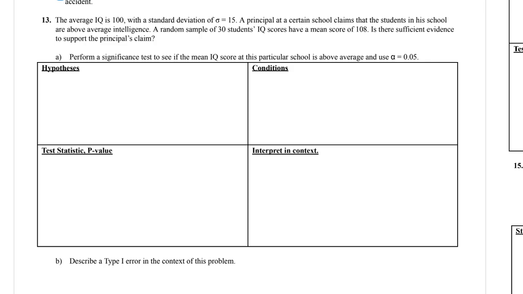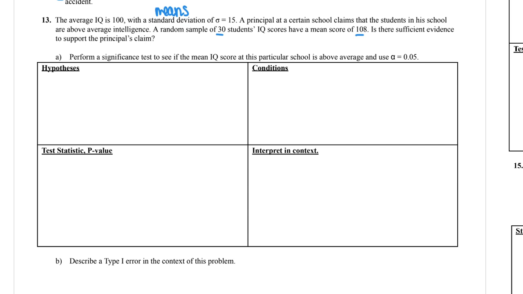All right, the next question is a hypothesis test question. It gives us average IQ is 100, standard deviation sigma equals 15. So right away I know this is a problem about means. A principal at a certain school claims that the students in his school are above average intelligence. We have a random sample of 30 students, mean score of 108. We want to know if there's sufficient evidence to support the principal's claim.